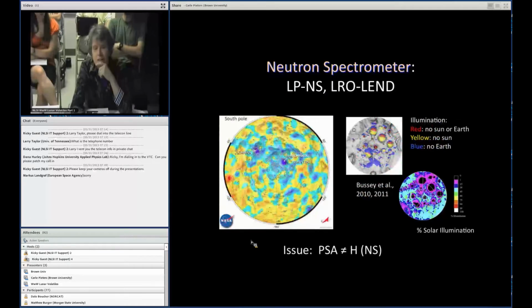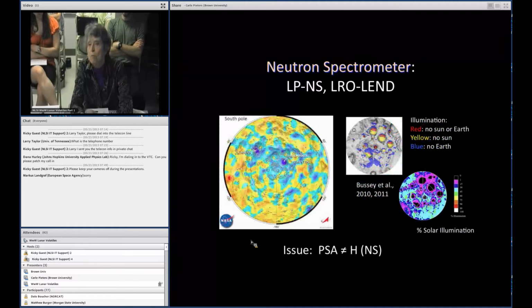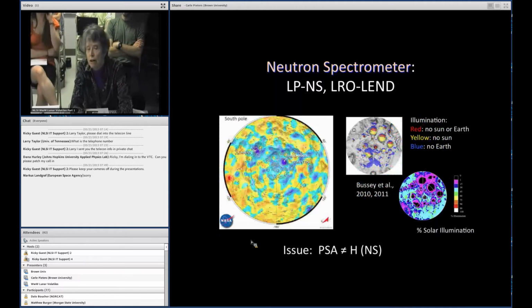What I show here is comparing these, which I should have mentioned are all data from the south pole of the moon, which are probably familiar to most of you. And shown here are the LEND measurements on the left, and on the right are some of the imaging analyses, principally by Ben Bussey and his group, analyzing where you have solar illumination, where you might have earthshine, and where the permanently shadowed areas occur.